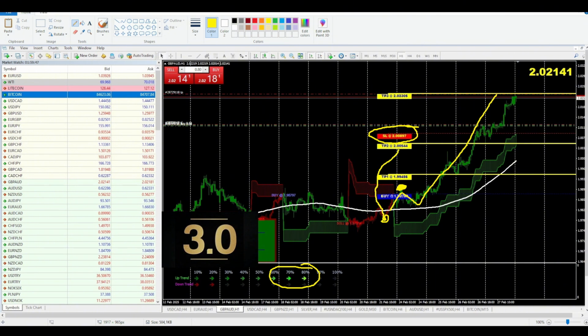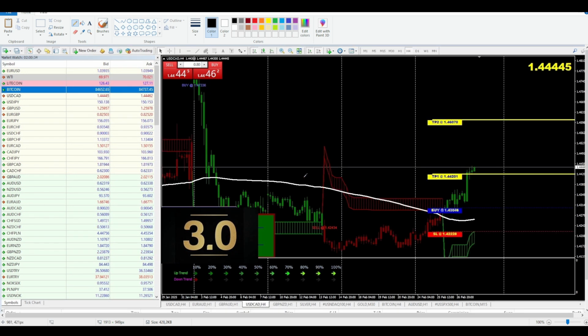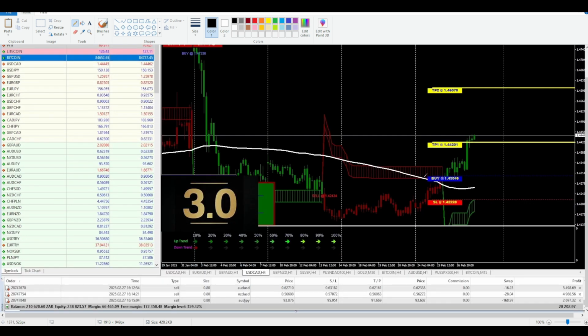Okay, so let's have a look at the last example, which is, let's see, this one. We're almost done, guys. Okay, so here's a clearer example as well. So remember, guys, three steps. Step number one, you look at where the price is in relation to this white line, which is the 100 moving average. Okay, so you can see that the price is above the 100 moving average, which means that we need to be looking for buy trades. Okay, so that's tick number one.